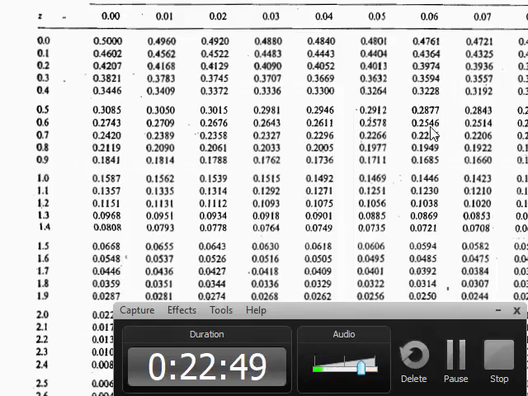So in fact, you don't need this table. You don't need this table. Last time, way back in the year 2007.